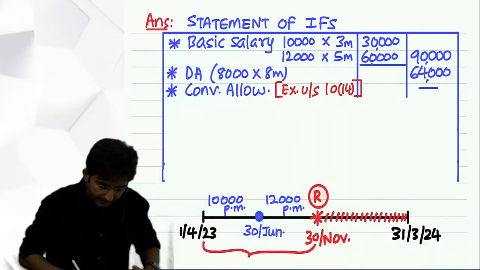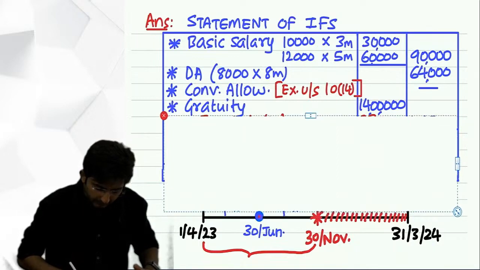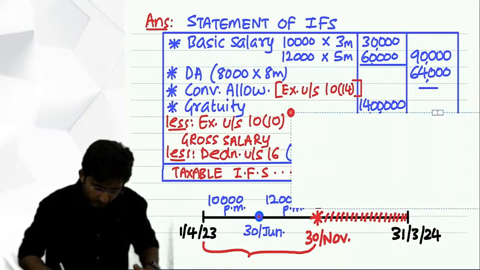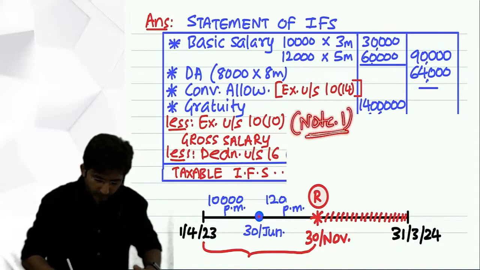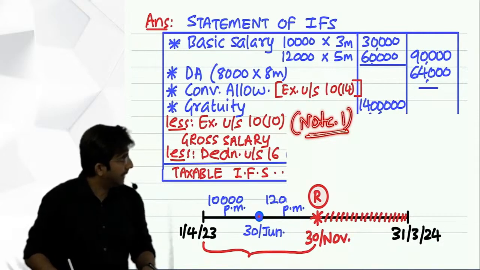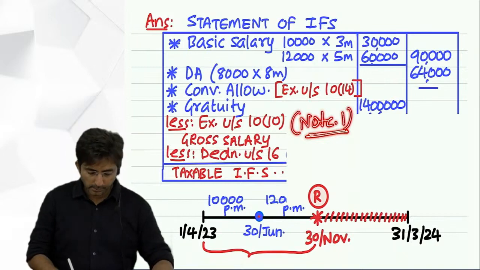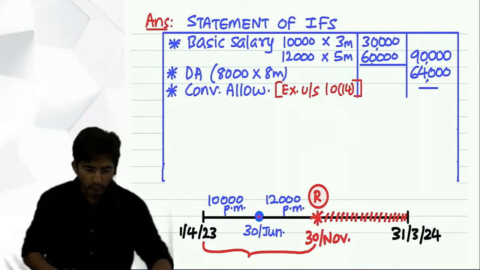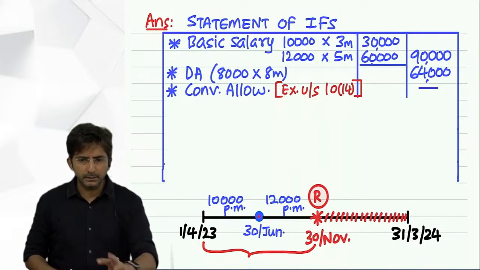See, you write gratuity in the inner column. Then write less exempt under section 10. And there if you want, you can write a note like this, note 1. 14 lakhs gratuity in the inner column, less exempt under section 10, note 1. So now go to the notes. You leave a few lines for totaling up and those three deductions, standard deduction, entertainment allowance and profession tax. Leave that much margin and start the note.